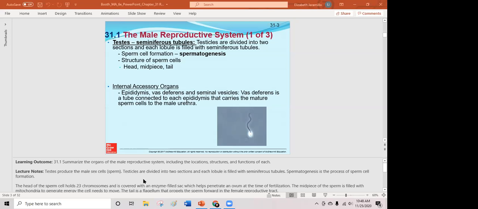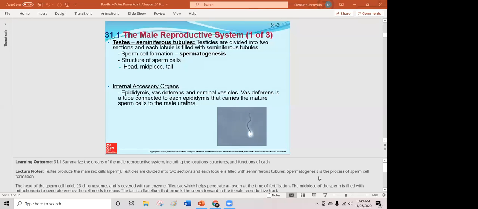All right, so your first objective was going to be the male reproductive system. So we have the testes, the seminiferous tubules. Testicles are divided into two sections, and each lobule is filled with seminiferous tubules. That's a tongue twister. There is sperm cell formation, spermatogenesis. That's what that's called. The structure of the sperm cells is going to be the head, the midpiece, and then, of course, the tail.